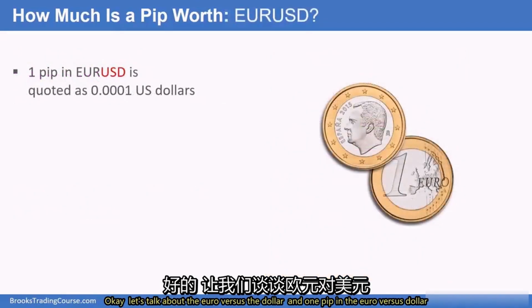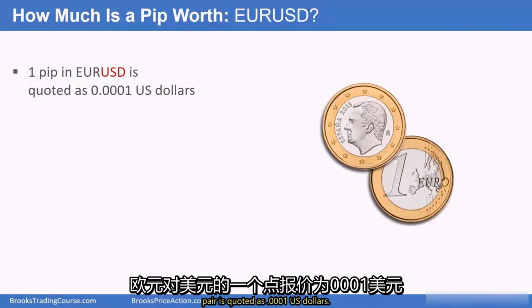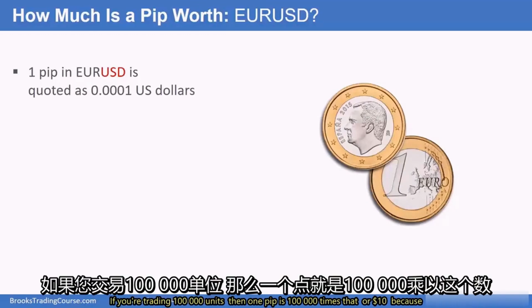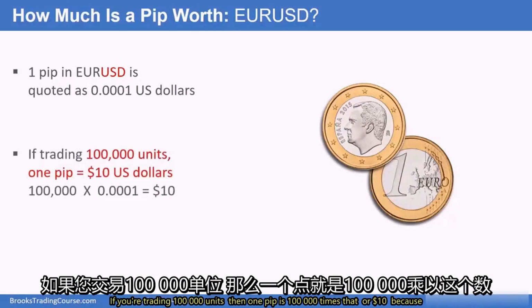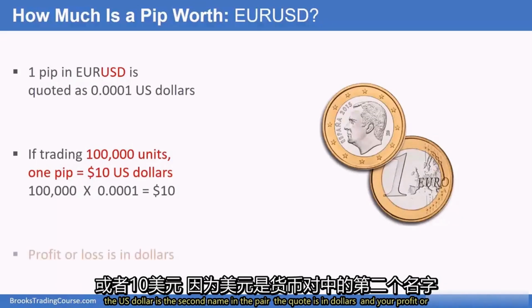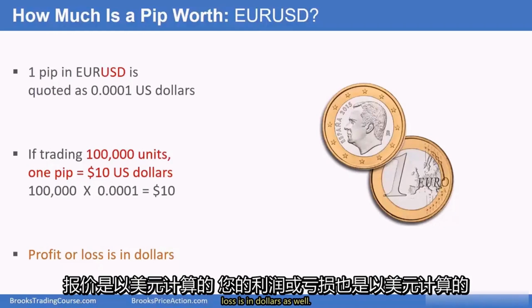Okay, let's talk about the euro versus the dollar. And one pip in the euro versus dollar pair is quoted as 0.0001 US dollars. If you're trading 100,000 units, then one pip is 100,000 times that, or $10. Because the US dollar is the second name in the pair, the quote is in dollars and your profit or loss is in dollars as well.